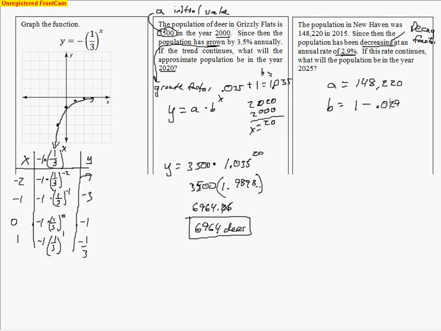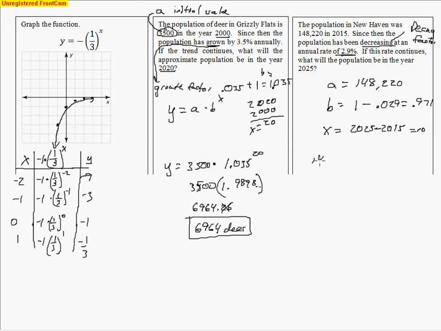So you have to subtract the decimal form of the percent from 1 when we have a decay factor. And so that's going to end up giving us 0.971. And then we have to figure out x. Well, x is the time period. So we're going from 2015 to 2025. So that's a total of 10 years. So we're going to use 10. So we go ahead and substitute those numbers in there.